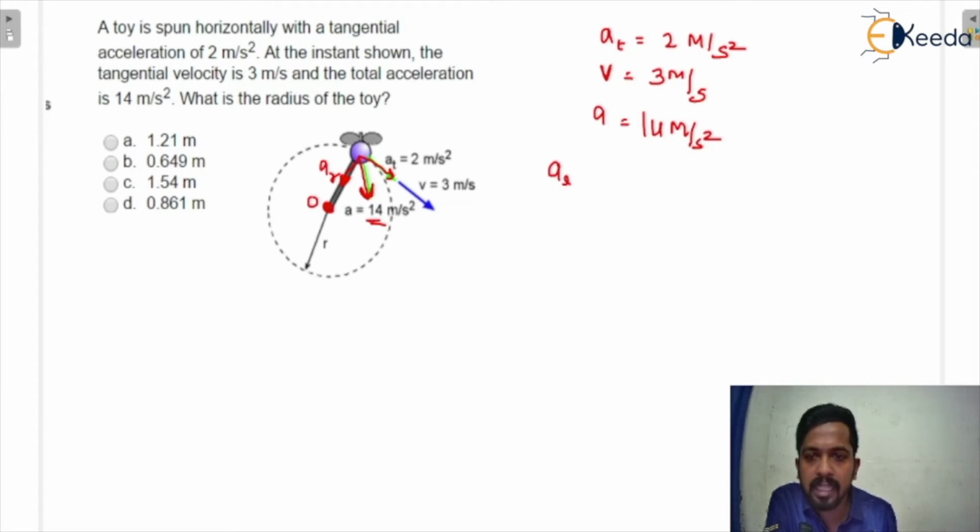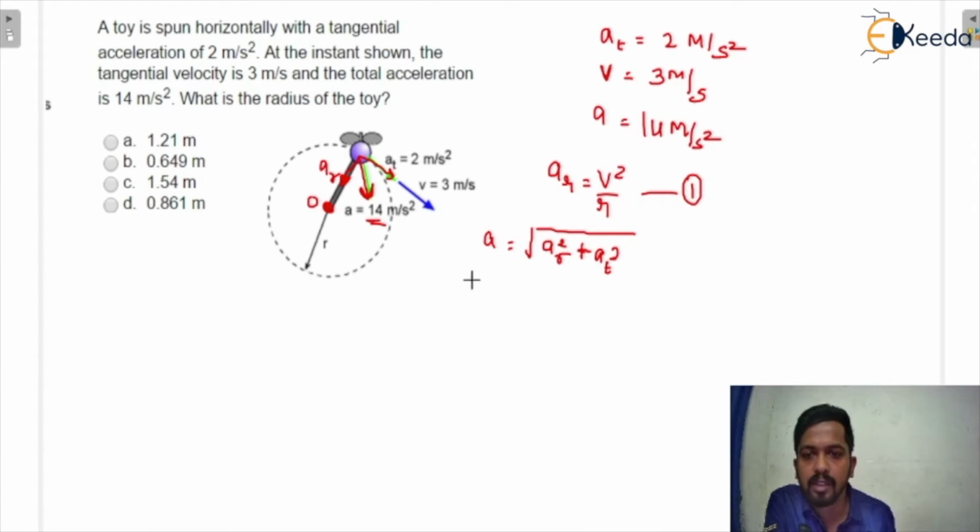First we need to calculate the radial acceleration, that is equal to V square upon R. That is our first equation. From here we can calculate the radius, but first we need to calculate the radial acceleration. The total acceleration and tangential acceleration are given, and we know that A is equal to under root of radial acceleration square plus tangential acceleration square. Here I'm going to square it: A square is equal to AR square plus AT square, and acceleration square means 14 square.